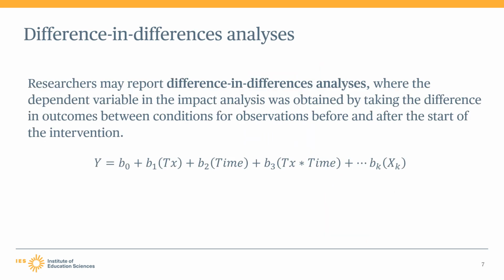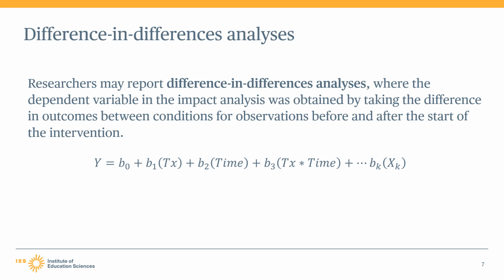A common type of repeated measures analysis used in group design studies is a difference in differences analysis. This type of analysis can be used when participants are assigned to conditions, then are observed once before the intervention is implemented, and then are observed once after the start of the intervention. In the simplest form of this analysis, researchers calculate the difference in outcomes between conditions both before and after the start of the intervention, and then the difference in those differences represents the effect of the intervention. It can also be estimated in a regression model, including additional covariates of interest.